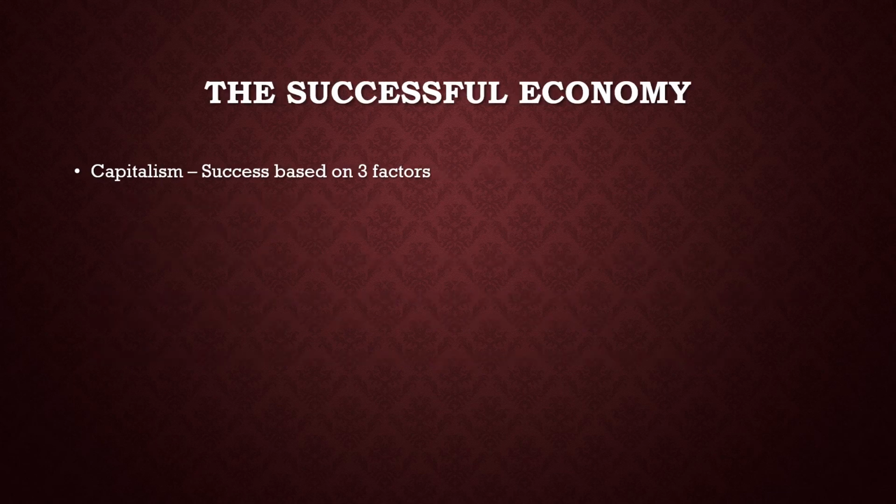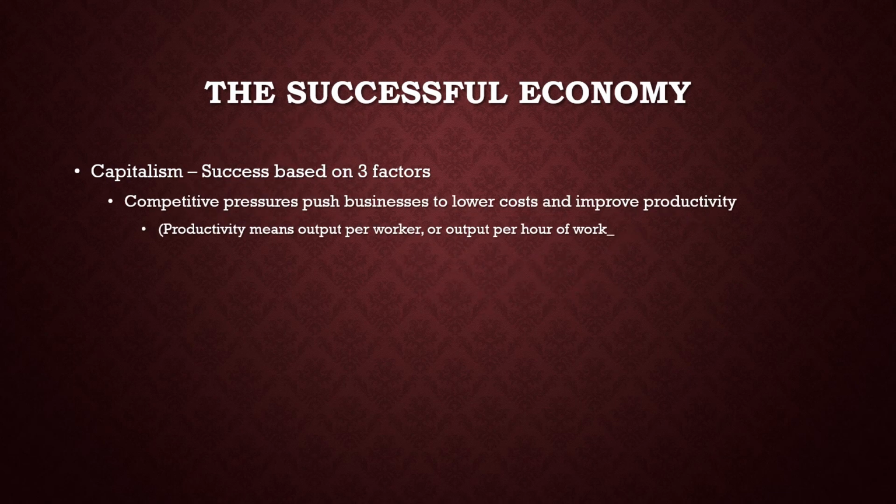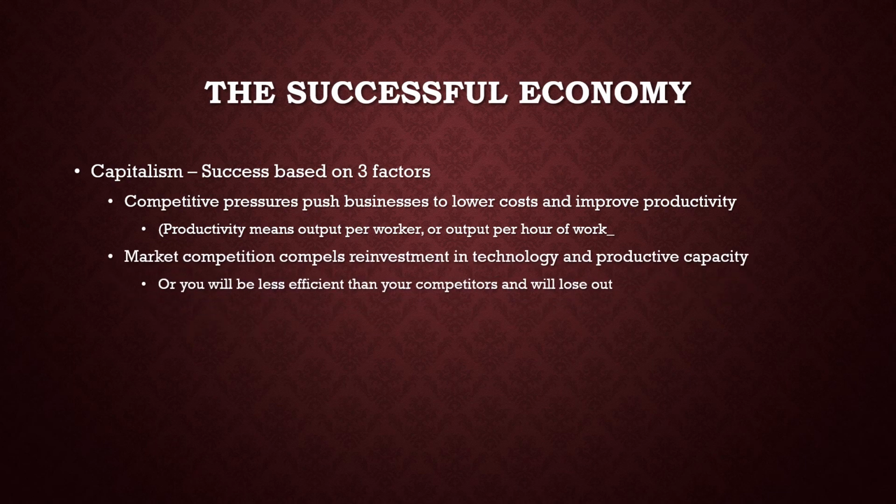So there's 3 factors that really have contributed to capitalism being the economic system that has had the most success in the economy. The first one built into the system is a competitive pressure to push businesses to lower their costs. We talked about that in the opening quote. So there's this incentive to keep your costs down and your output up, what we would call productivity, which is output per worker, or you can measure it as output per hour of work.